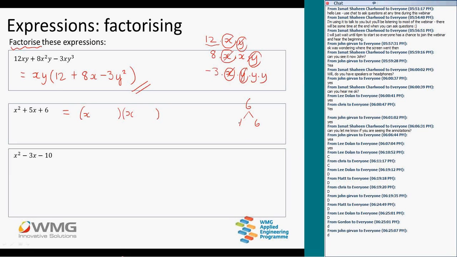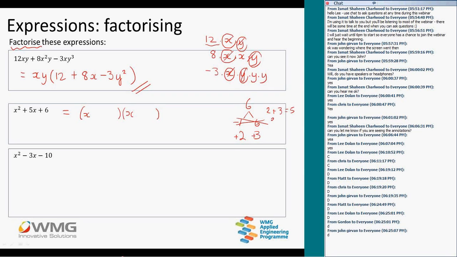Okay, so 2 and 3. Now I need to consider which of these factor pairs also add to make 5. Now, 1 and 6 could make 5 if one of them were minus, but then it would make minus 6. So therefore, that cannot be the factor pair I need. So I'm either going to have 2 positive numbers or 2 negative numbers. And then a positive 2 and a positive 3, when I put those together, I get 5. When I multiply them together, I get 6. I'm looking for numbers that multiply to get 6. When I add them together, I get 5.